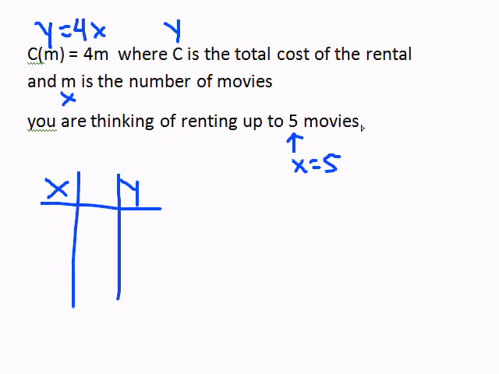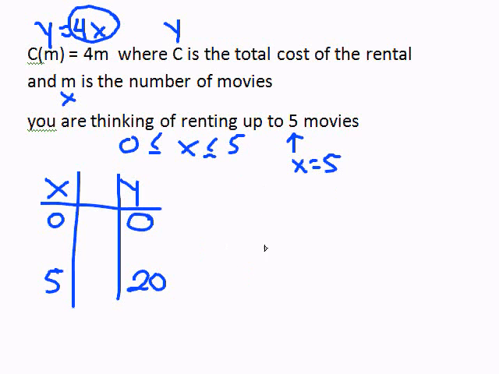We just need to think, how far up and down can our x values go? Well, you're thinking of renting up to 5 movies, which means your x values have to be less than or equal to 5. And you can't rent negative videos, so your x values have to be greater than or equal to 0. Which makes it pretty easy. We're going to go from 0 to 5 movies. So if you rent 0 movies, how much money do you spend? Well, you spend 0. If you rent 5 movies, how much money do you spend? You spend $20 because it's 4 times 5.